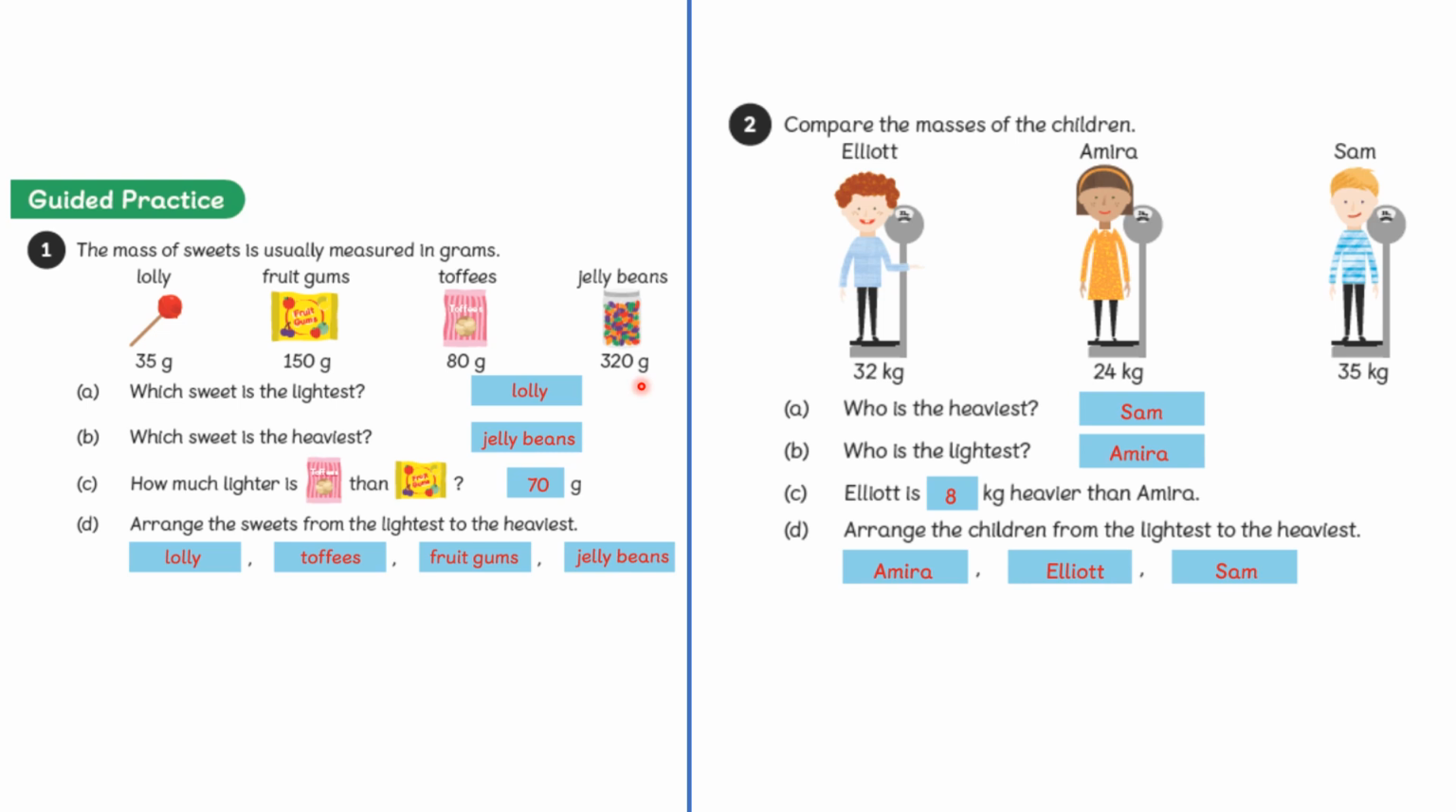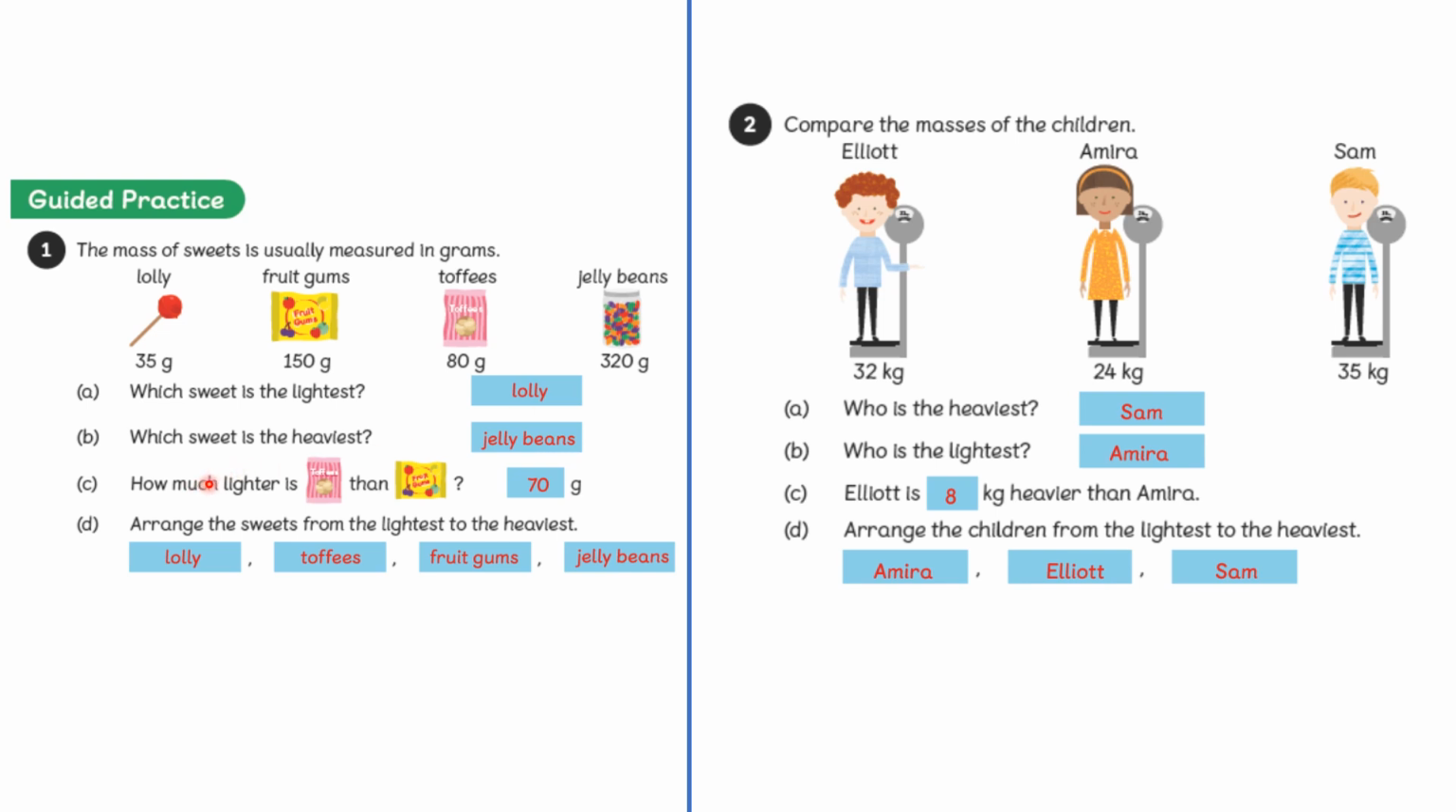So it has the smallest value, which means that it's the lightest mass. Question B, which sweet is the heaviest? We should have got jelly beans because this time the mass of the jelly beans is the largest number. It's 320, which is larger than the other 3.